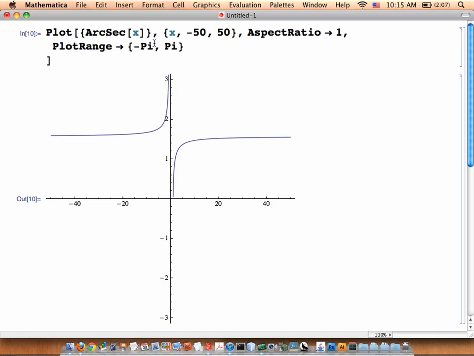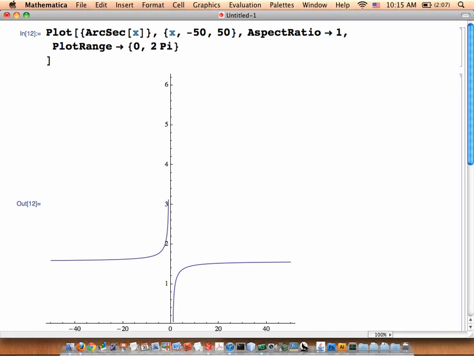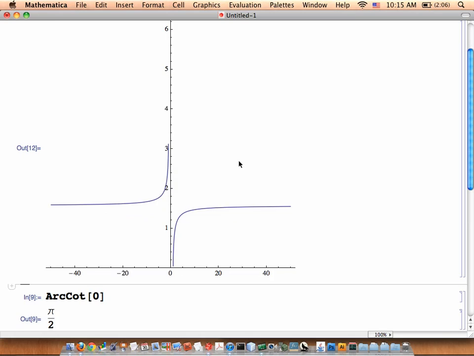All right, let's look at arcsecant. What would you say by looking at this picture? What would you say the domain is? Negative infinity to 0, union 0 to infinity, because it doesn't quite hit the x-axis here, does it? Or the y-axis.